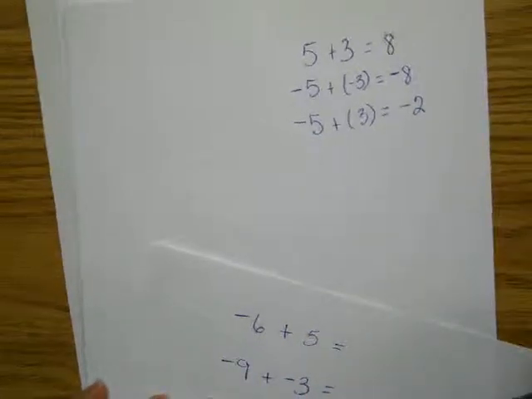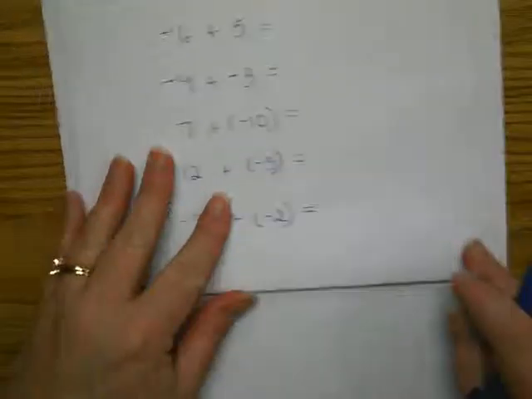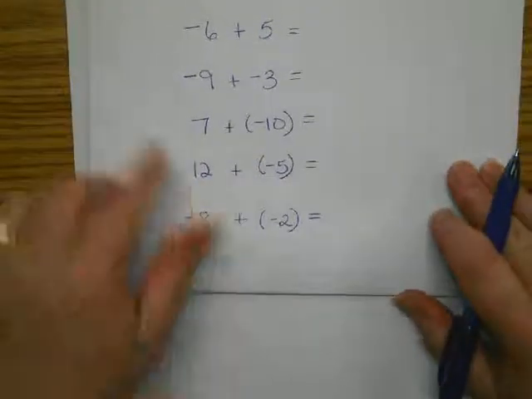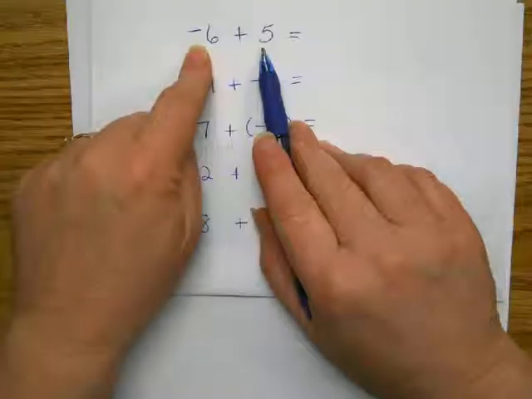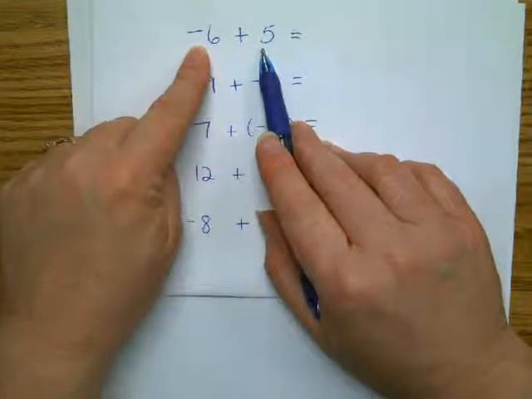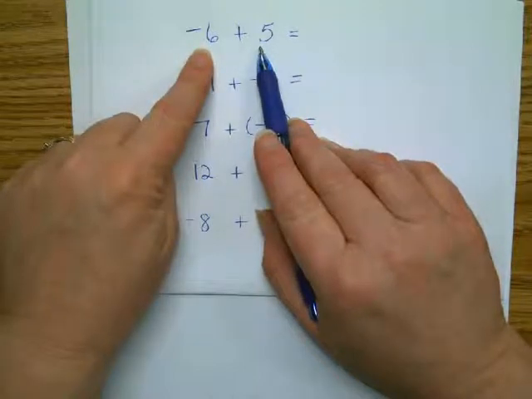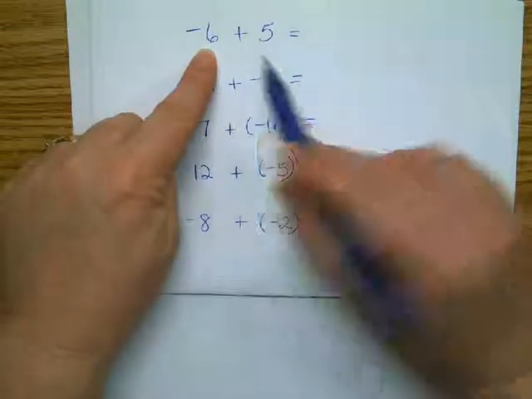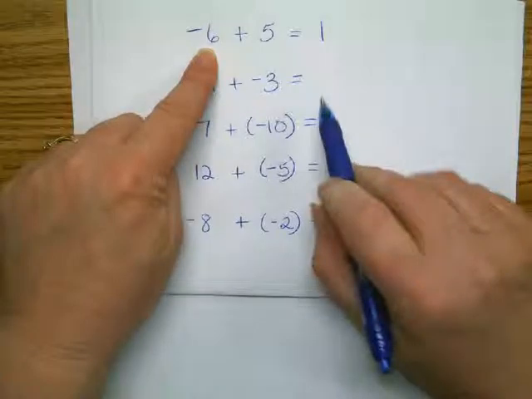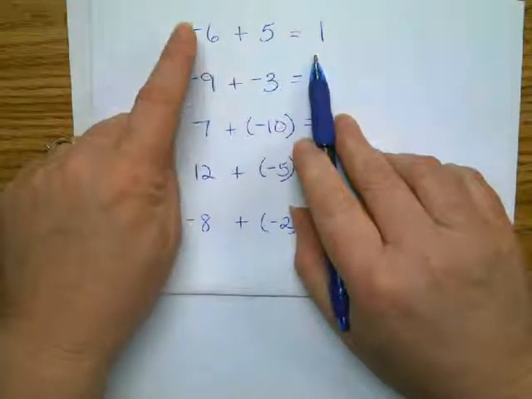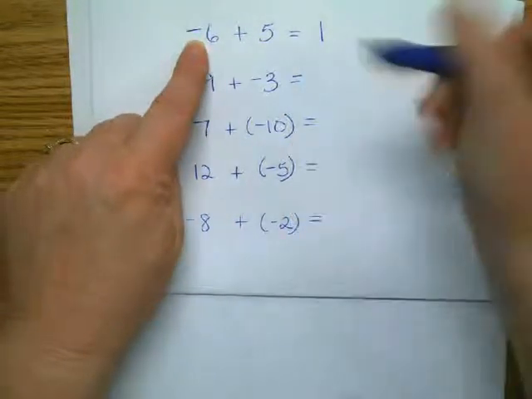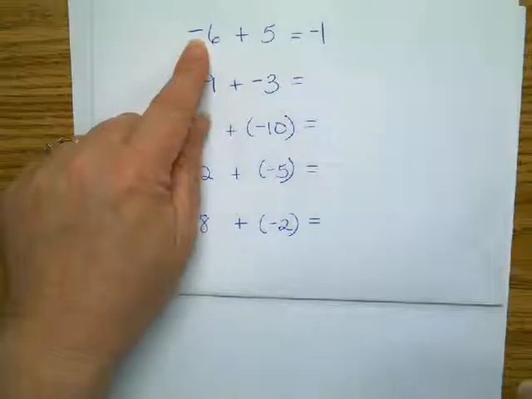Okay, so let's apply the rules to these problems. The first one, negative 6 plus a positive 5. Two different signs, meaning we have to subtract the values. So 6 minus 5 would be 1, and I know it's going to be negative because I have more with the negative, so my answer is negative 1.